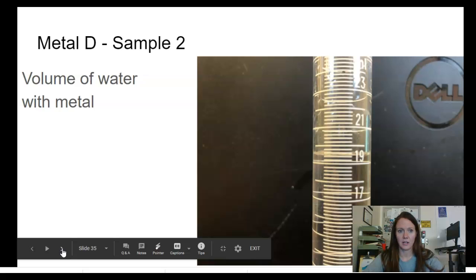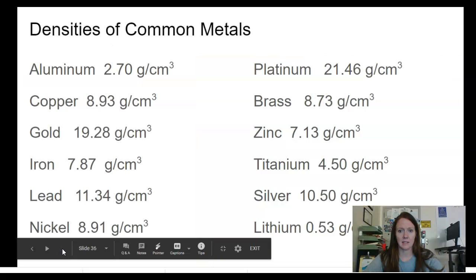Okay, so you should at this point have a complete data table. You may need to take a few minutes and calculate your densities, calculate your averages, and then come back, because the next slide shows you some common metals and their densities. So I'm going to see if we can compare our average densities to these metals and identify my 4 mystery metals. And hopefully you get the same thing I did.